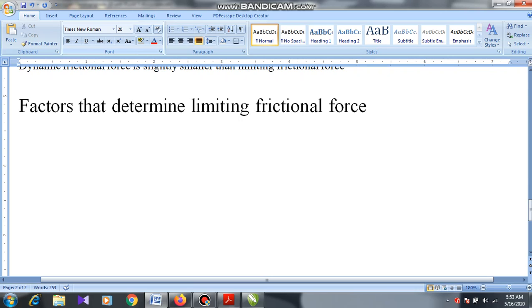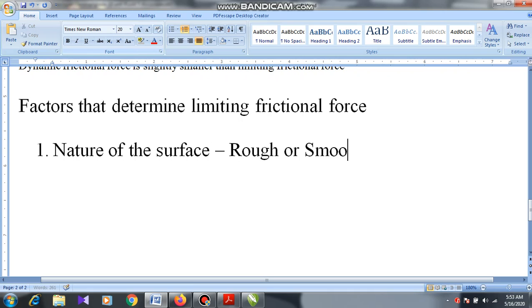Understood? So there are two factors that determine the limiting frictional force. One factor is the nature of the surface. In the nature of the surface, there are two natures there. One is rough nature, the other one is smooth nature.